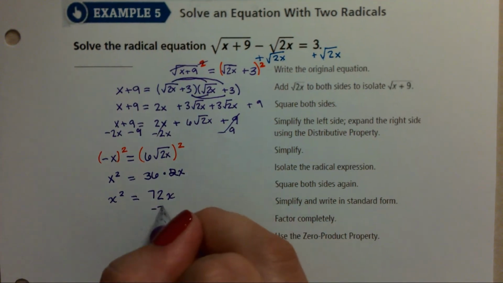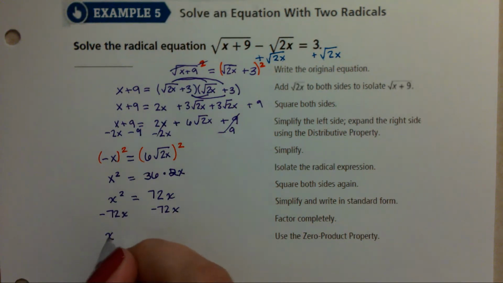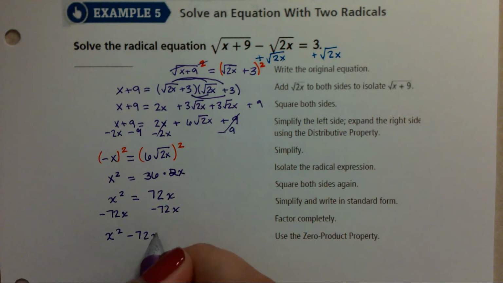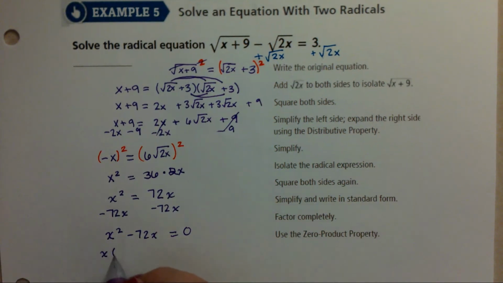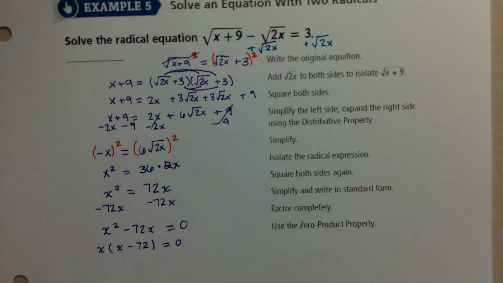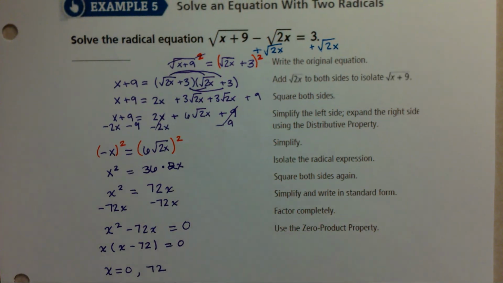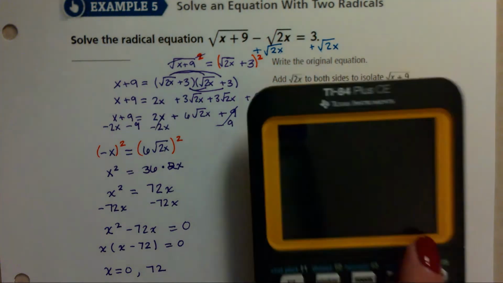And I'm going to subtract 72x over to the left because this is a quadratic equation. And so I get x squared minus 72x equals 0. And this one we solve simply by factoring out a GCF. So I can factor out an x, and that gives me x times (x minus 72) equals 0. And for solutions I get 0 and 72, which of course we have to check.